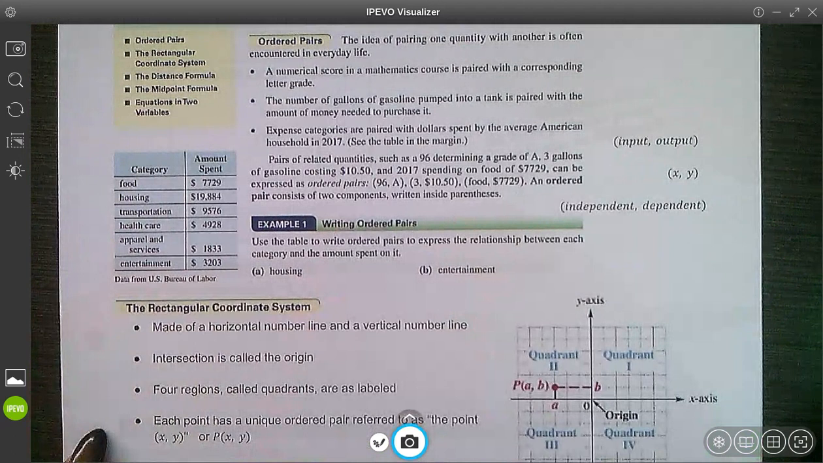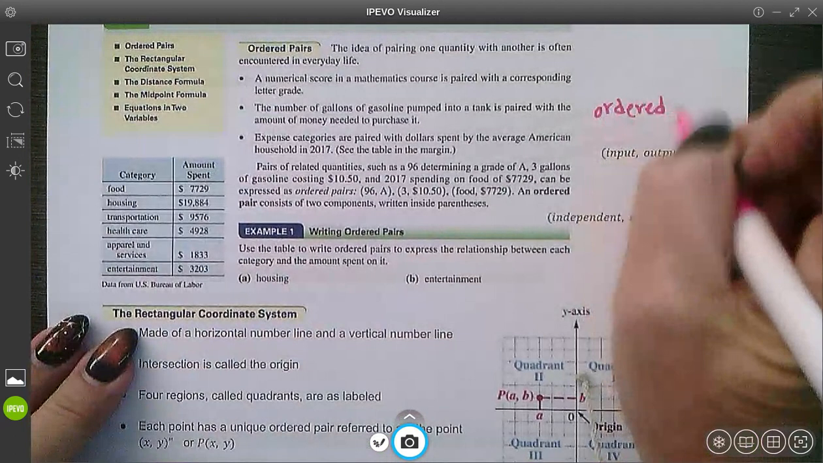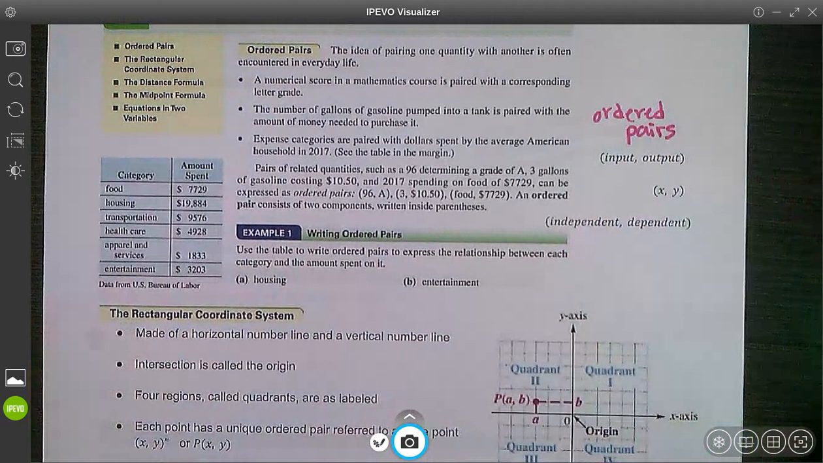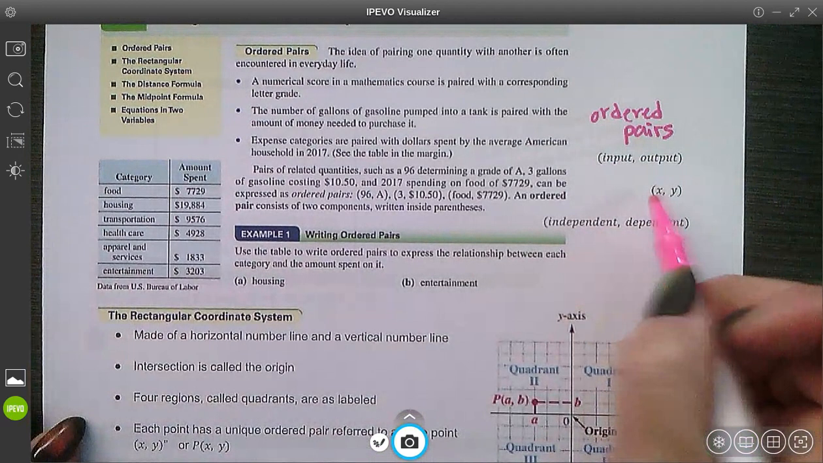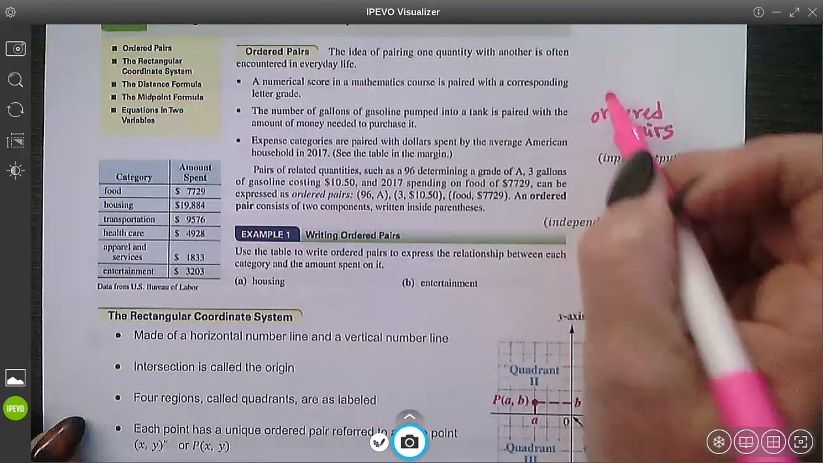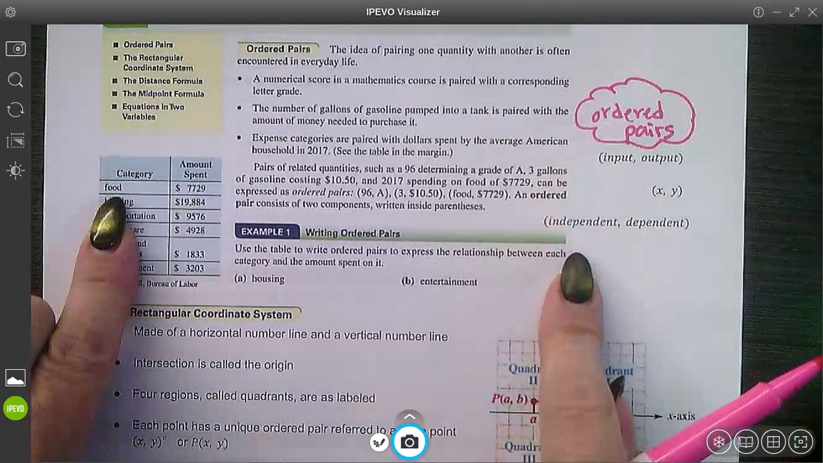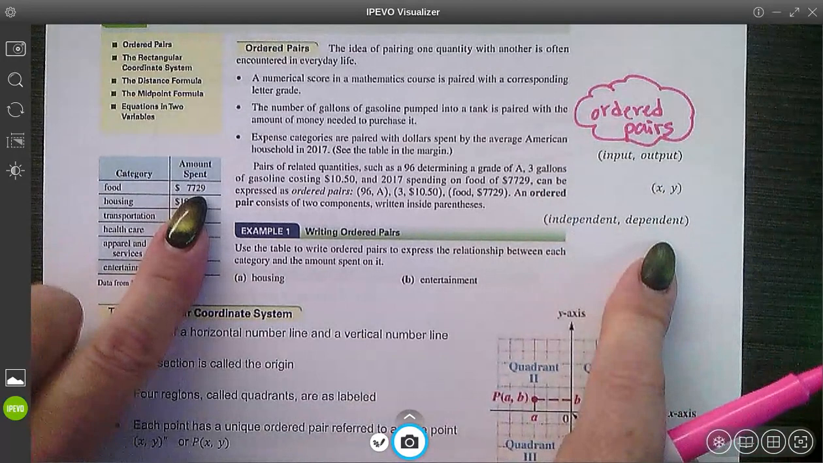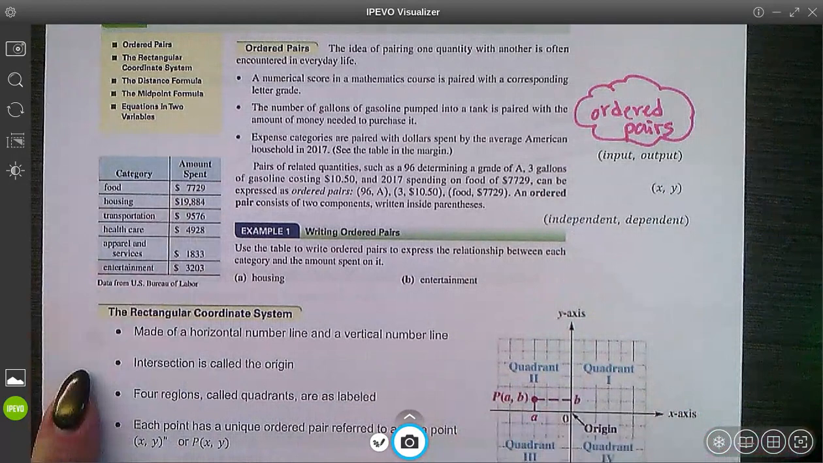And when we write our ordered pairs, the two values connect together with our input and our output. Sometimes they are an X or a Y. Sometimes they are called independent and dependent variables. So in this case, the independent variable is the category. The dependent variable is the amount spent, because the amount spent is going to depend on what category it's in.